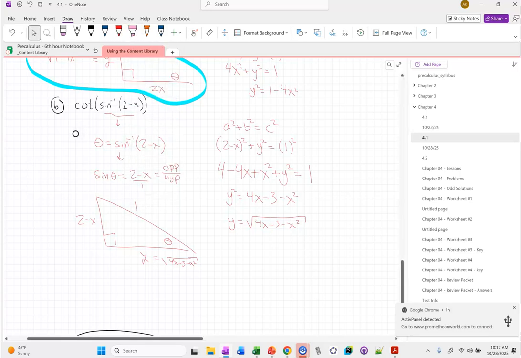All right. So this guy now just becomes cotangent theta. And I know from SOHCAHTOA, cotangent theta is adjacent over opposite because it's the reciprocal of tangent, right? So if I look at my angle, adjacent is the square root, opposite is the 2 minus x.